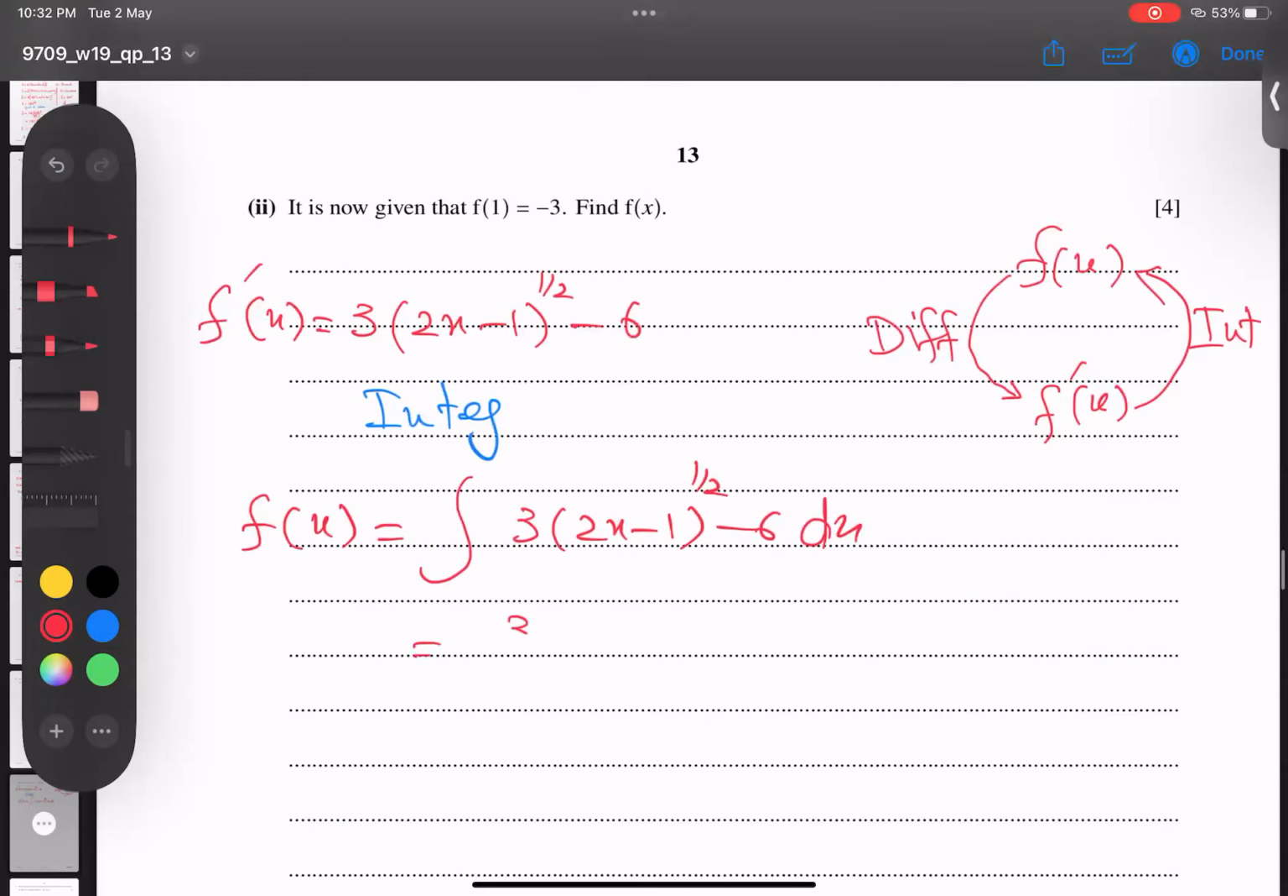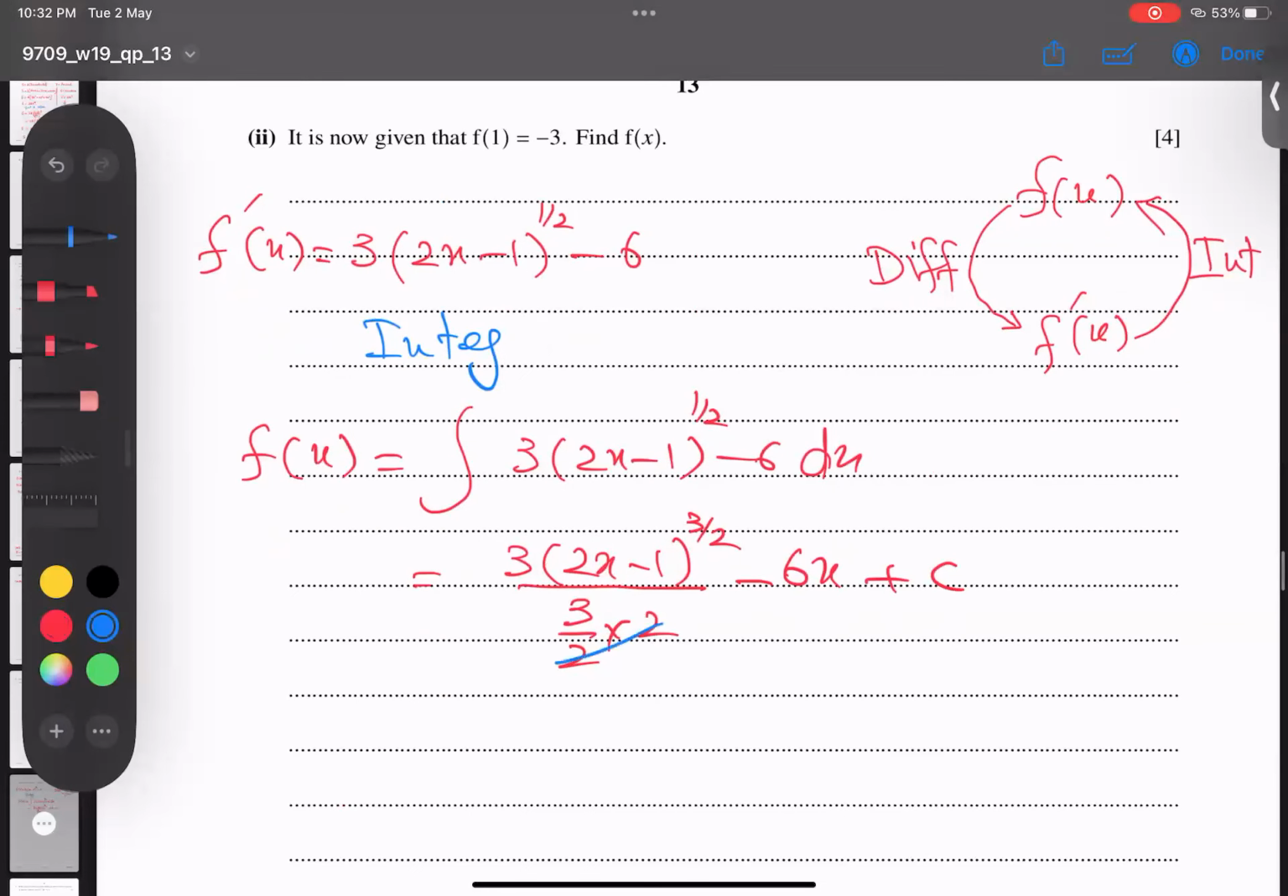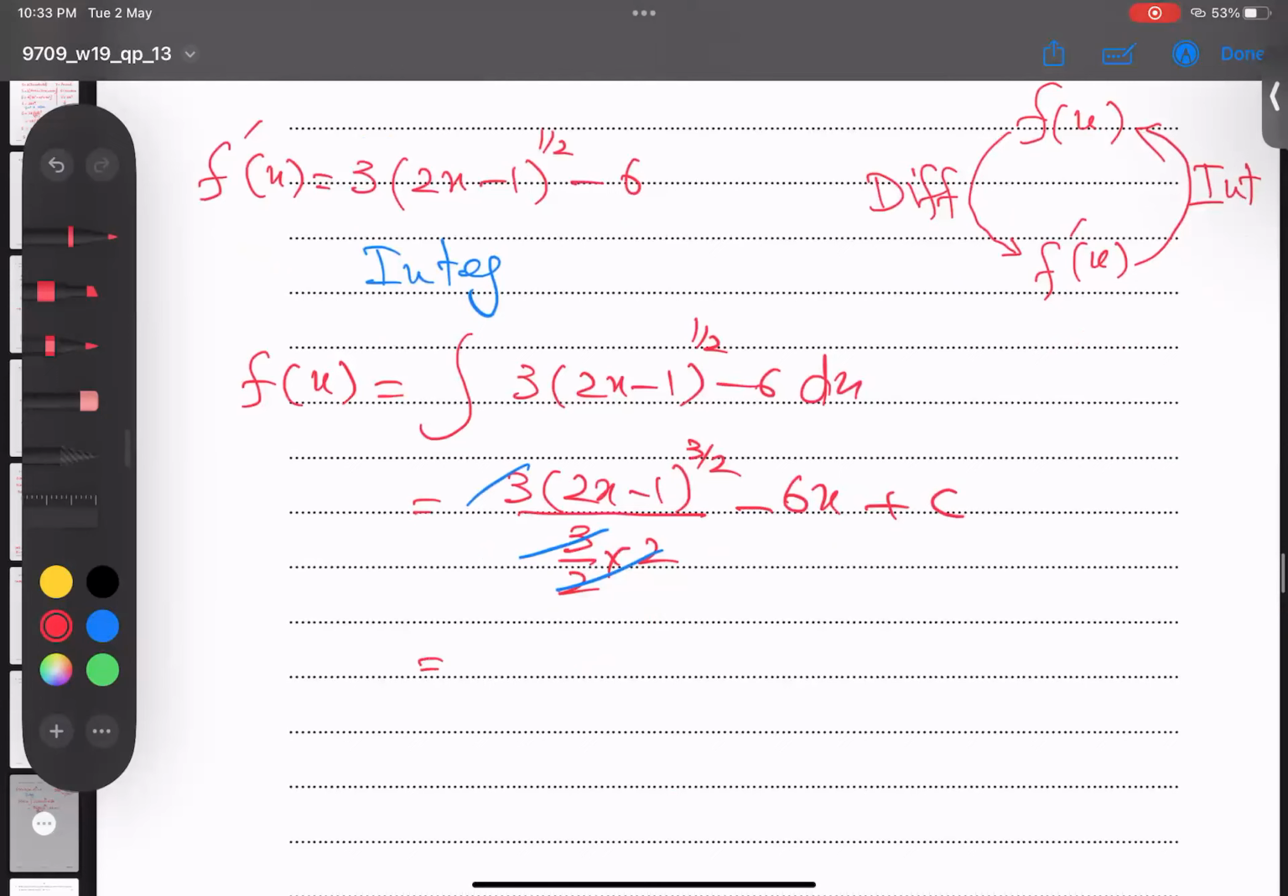And what is the way of working? Increase the power by 1, so 3 by 2. Divide by the same, but times 2, the base differentiation. What is the differentiation of 2x? It is 2. And 1 becomes 0, so 2 minus 0 is 2. So these two come from the base differentiation. And 6 becomes 6x, and plus c always. These two cancel, these three cancel. So I get f of x equals 2x minus 1 to the power 3 by 2 minus 6x plus c.